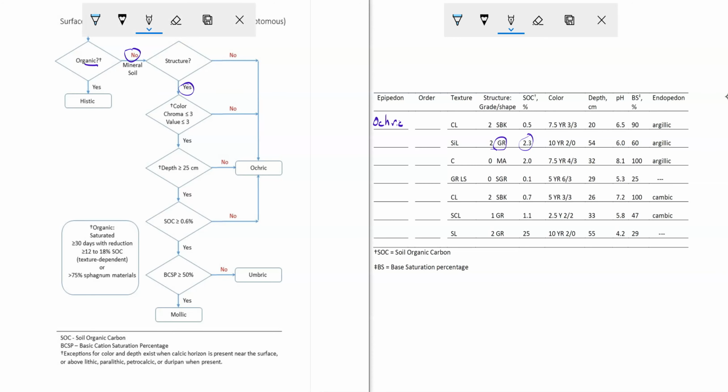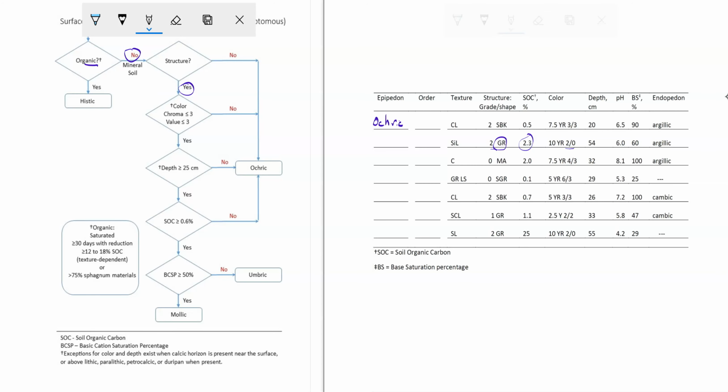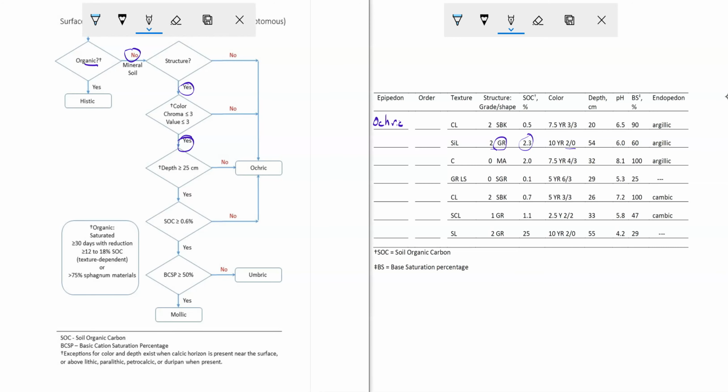Are both the color and the value 3 or less? Well, 2 is less than 3 and 0 is less than 3. So the answer is yes. What about the depth? Is it more than 25 centimeters? Well, the depth is 54 centimeters. So yes, it is greater than 25.